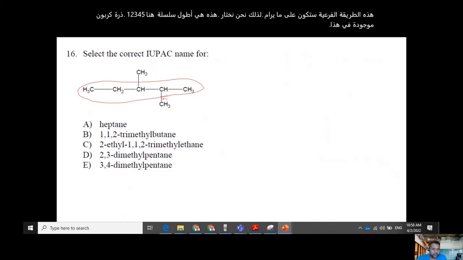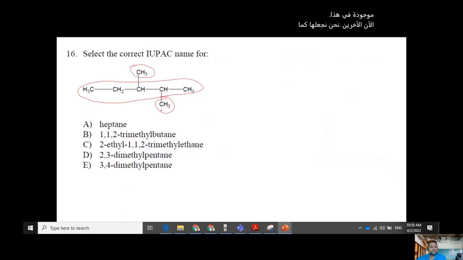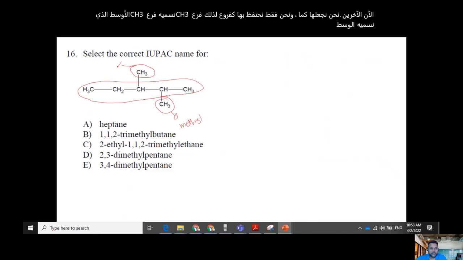Now the other ones we just keep as branches. A CH3 branch we call methyl. This is a CH3 branch, and this is also a CH3 branch. This we call methyl. CH4 is methane, but a CH3 branch we call methyl.